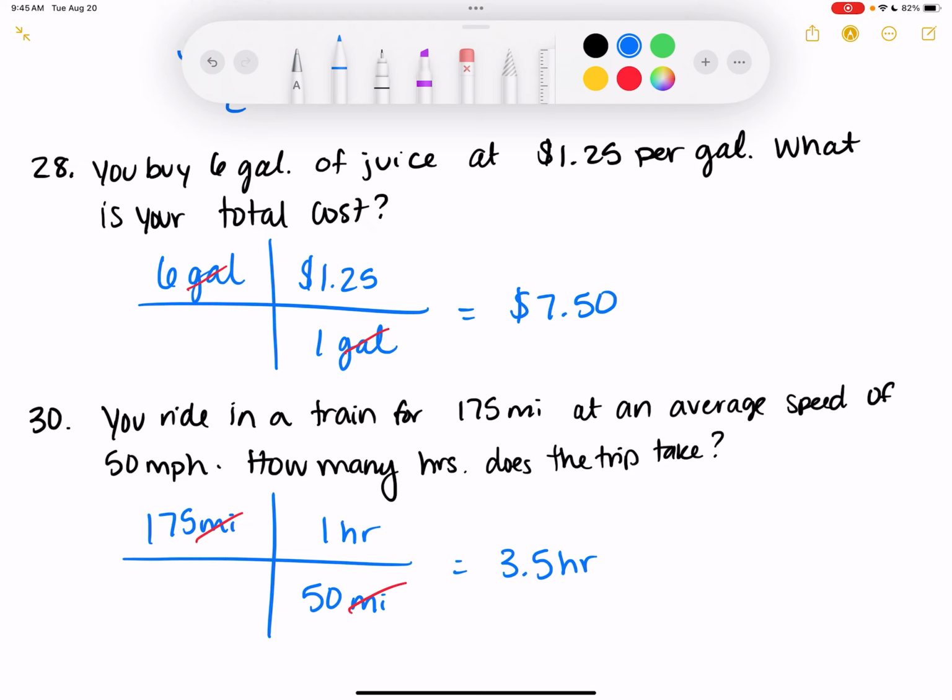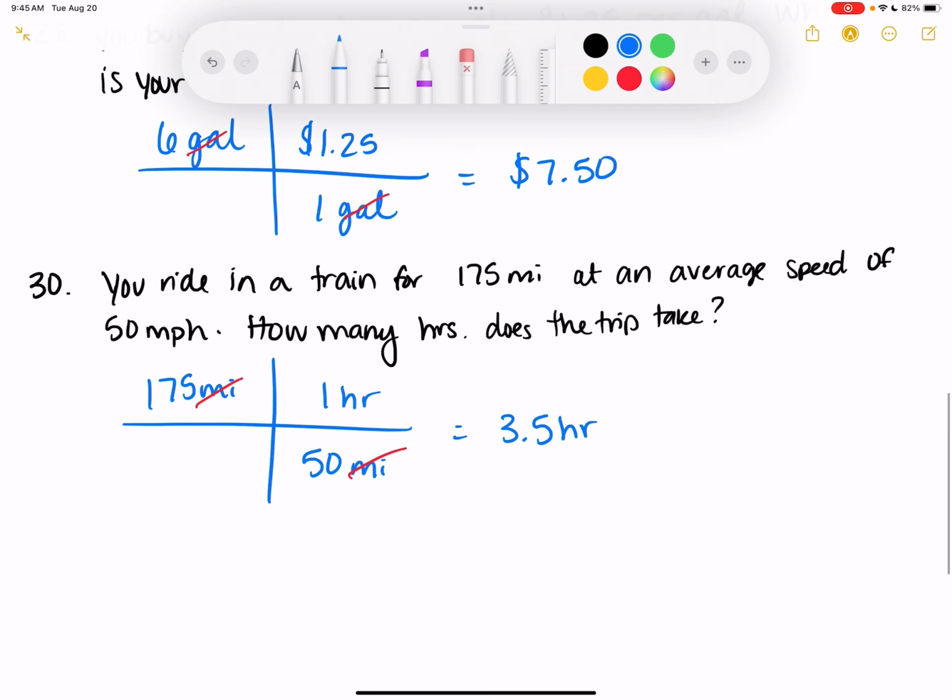I'm a genius. No, talking a little faster than that. It's a train, though.